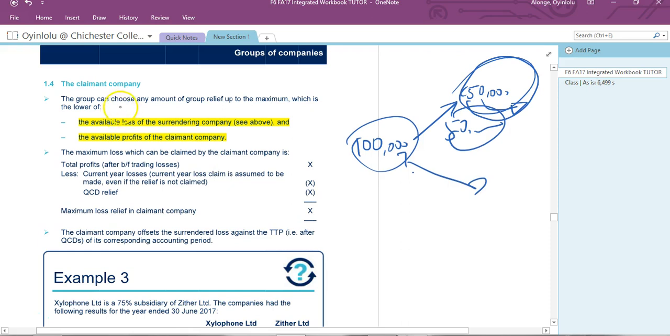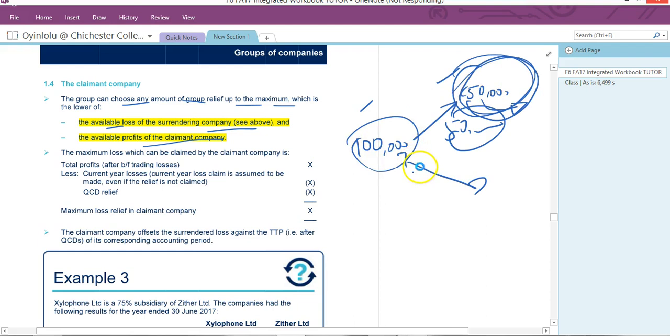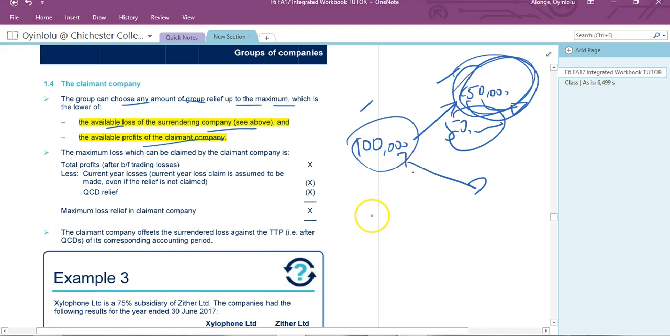So really the argument is that the group can choose any amount of group relief up to the maximum, which is the lower of the available loss of the surrendering company and the available profits, in this scenario 50. Now let's look at the maximum loss that can be claimed by the claimant company. So this is looking at the company that has the profits. It's like, listen, I have some profits here.